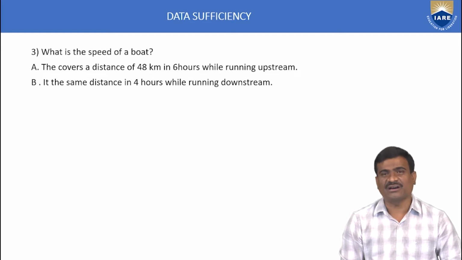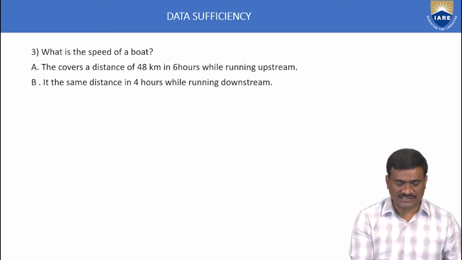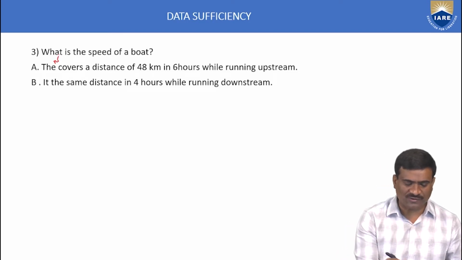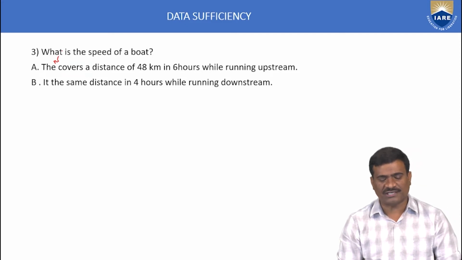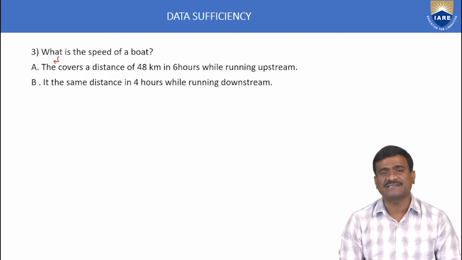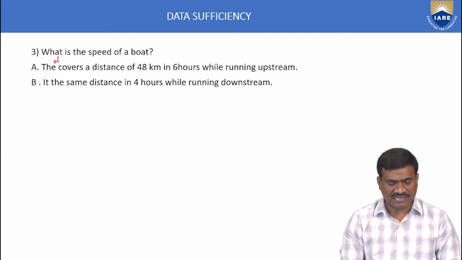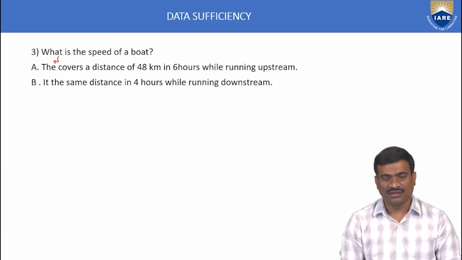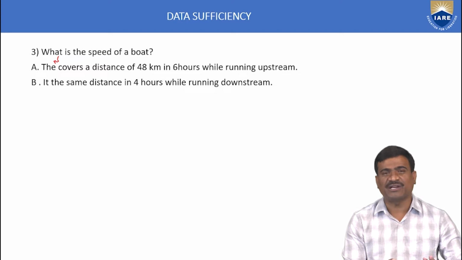What is the speed of a boat? Statement A. The boat covers a distance of 48 kilometers in 6 hours while running upstream. Statement B. The boat covers the same distance in 4 hours while running downstream. Here calculate the speed of the boat.